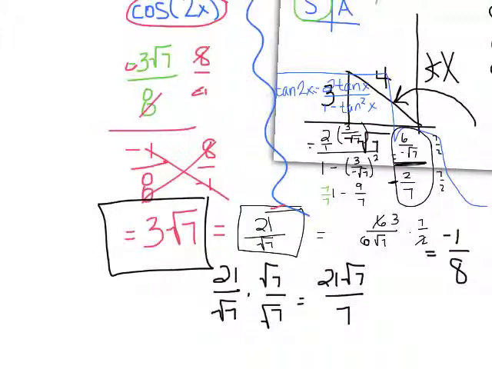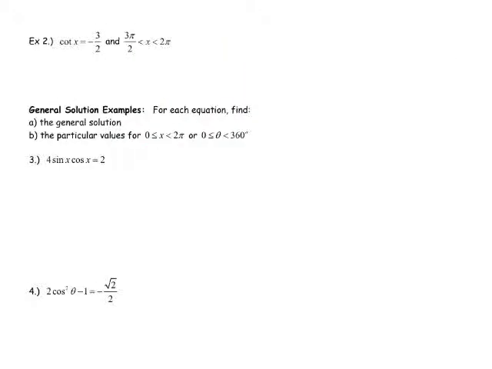I would certainly accept this answer, and I'm not going to count off for not rationalizing, but usually doing sine over cosine is a lot easier than doing the tangent, but I would accept either way you do it. All right, let's go on to example 2.